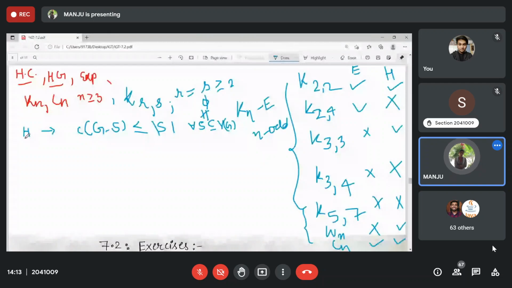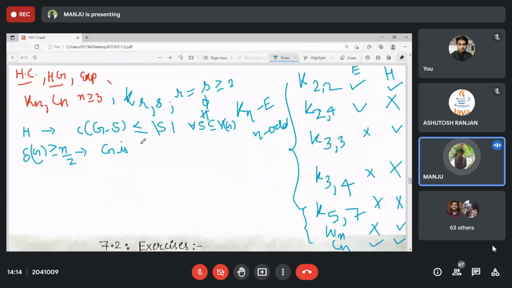Result number 2. G is a simple graph with order at least 3, and with minimum degree at least n by 2, then G is Hamiltonian. Okay? G is Hamiltonian.